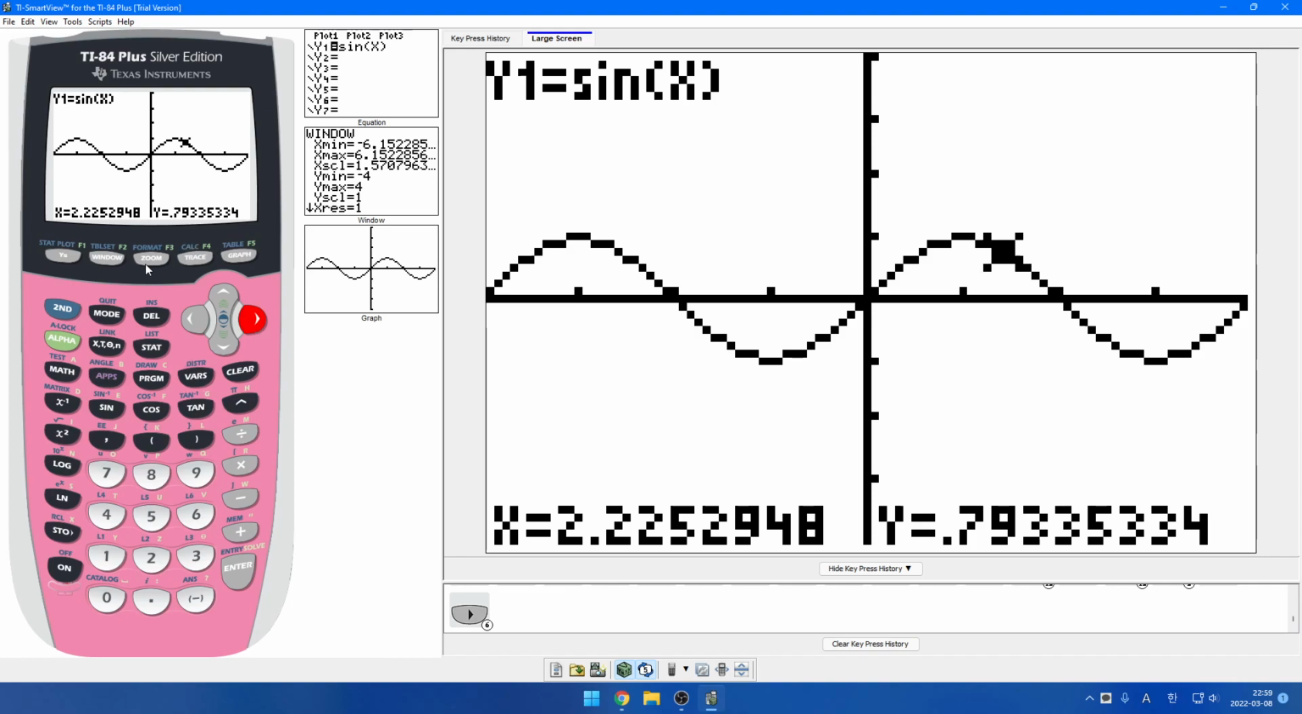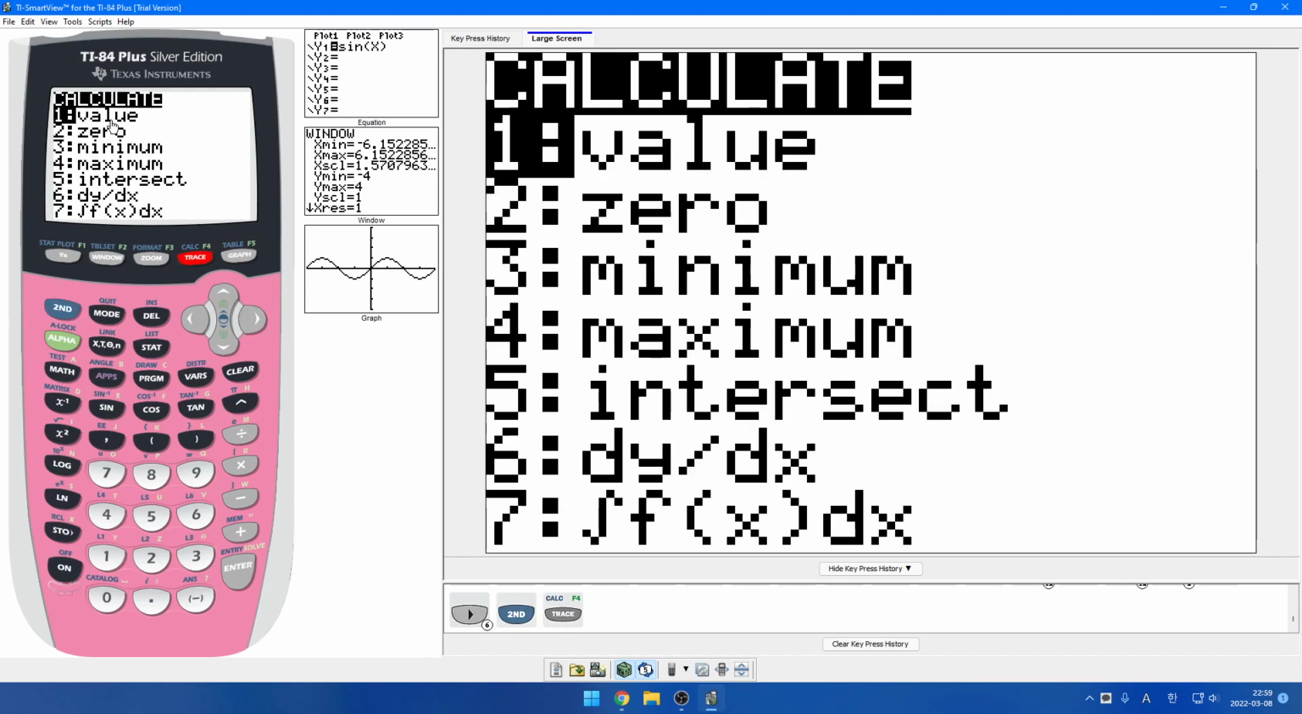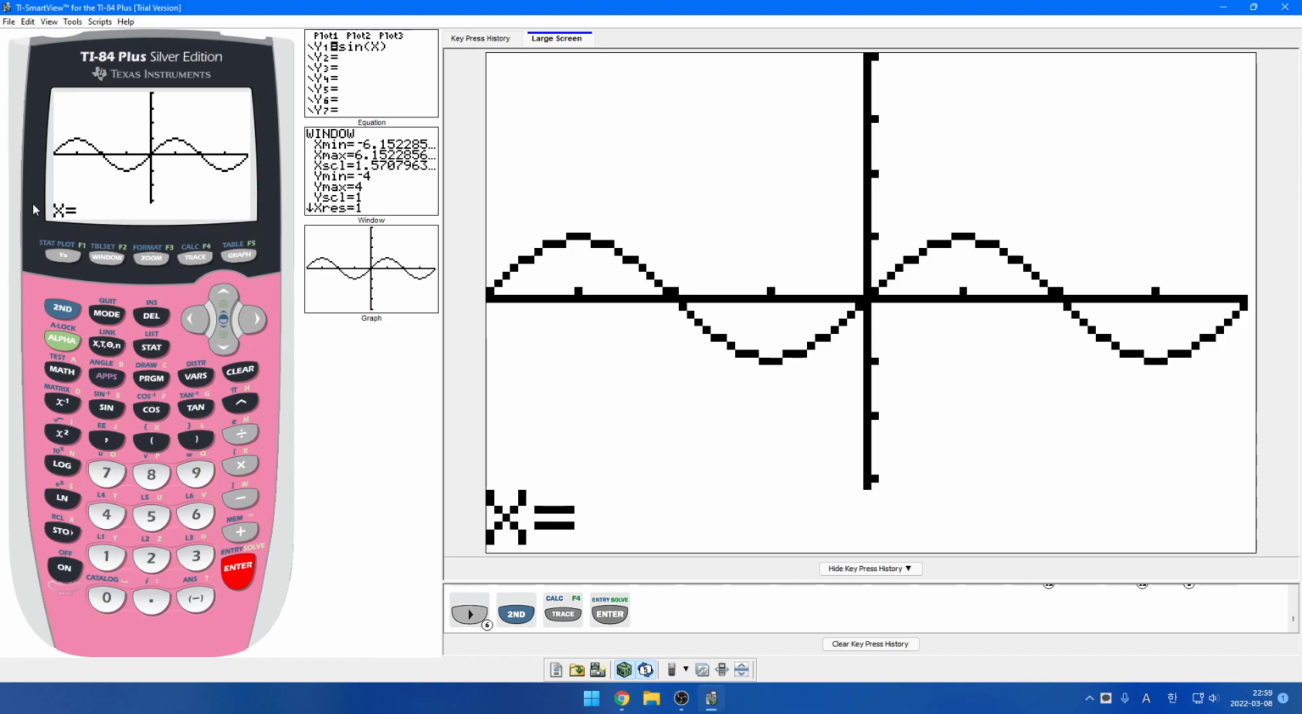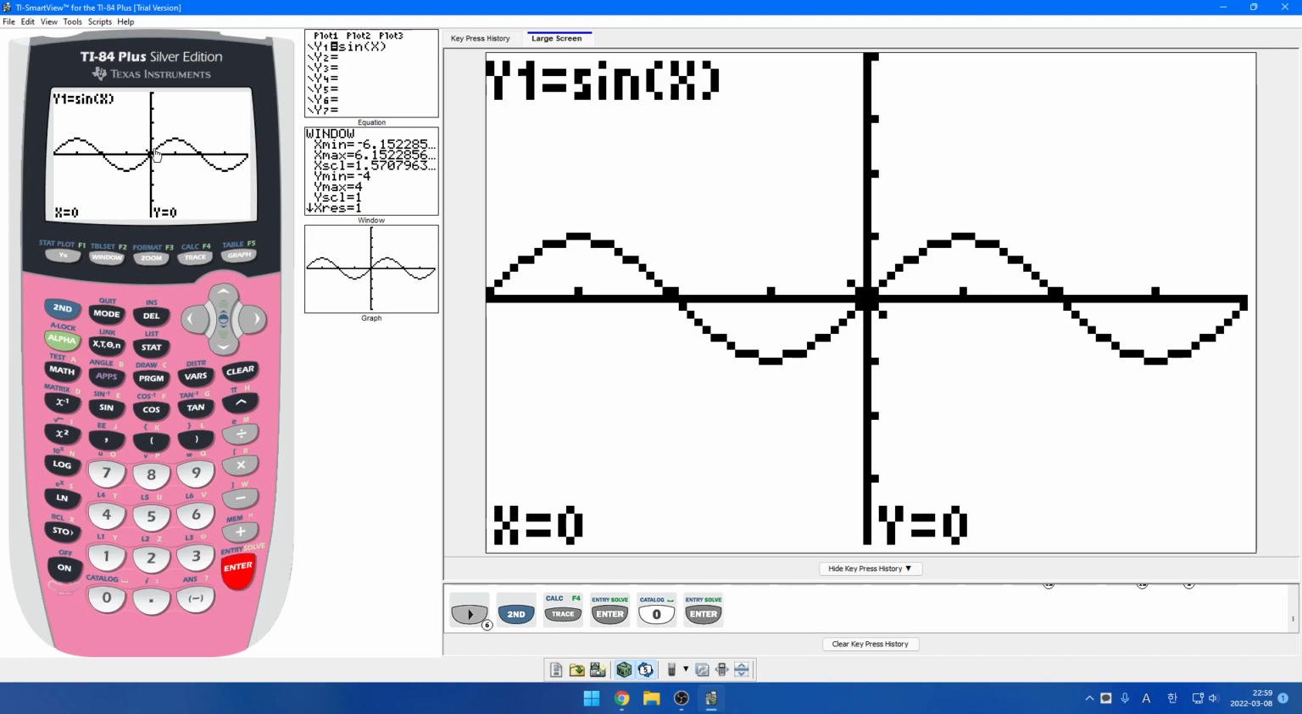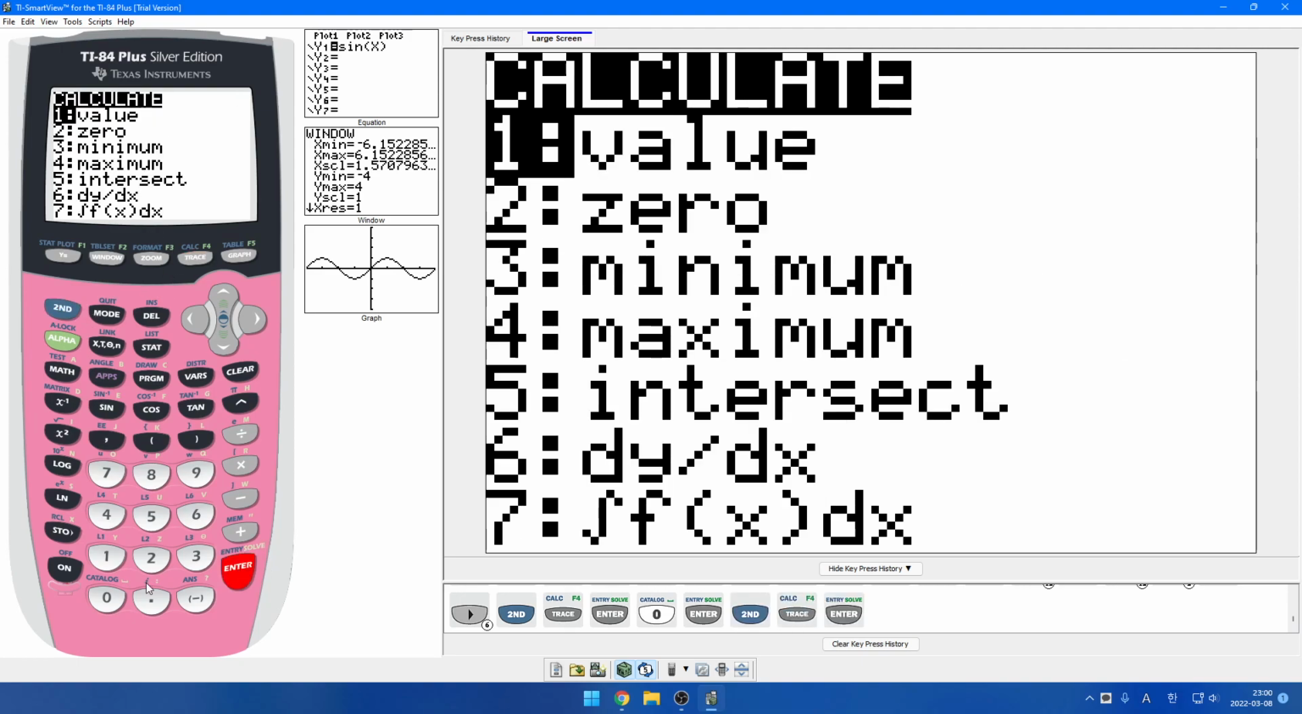The fun part is just above the trace. It's the calculate part. This is one of the key parts of this video. So let's look at second calculate. We're going to use a lot of this throughout. Let's first start with value. What value does is let me enter a specific value of x. If I enter x equals 0 and press enter, that tells me where the y-intercept is. So if you graph something and you're wondering what the y-intercept is, you go second calculate, value, and then 0.